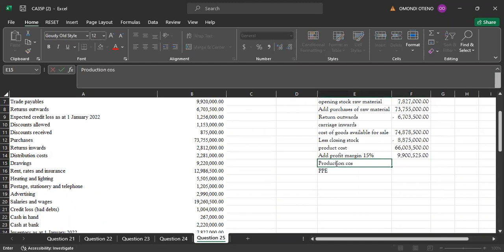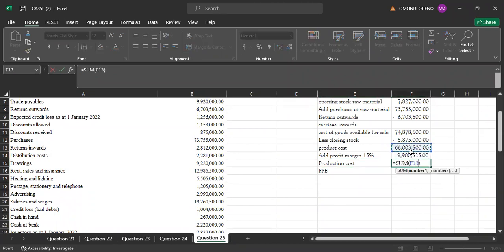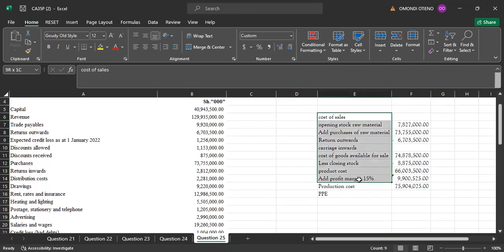So it means production cost is equivalent to the summation of these two. That is product cost plus the margin that has been added. So this is what we have as the production cost. So if you now move to, let me just bring it here.